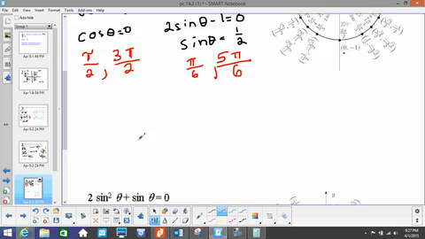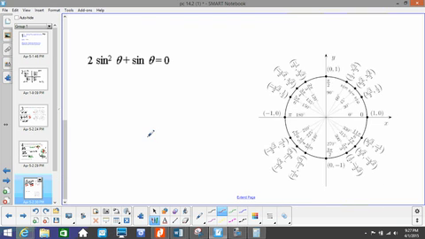Let's do another one. This one's already set equal to 0. That's kind of nice. I bet you we can find a greatest common factor, sine theta. Factor that out.